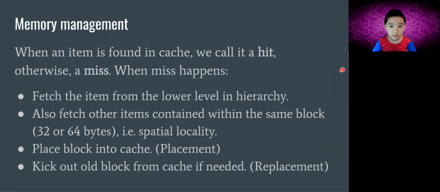While temporal and spatial locality ensure that nearly all references can be found in cache, which we call a hit, there are still cases where the item cannot be found, of course. This is called a miss. In this case, the system will try to fetch the item from the lower level in the hierarchy. Instead of just fetching this item, it also fetches other items contained within the same block because of spatial locality. Then the fetched block will be placed into the current level of memory. This is called the placement problem. Eventually, the old blocks from the cache need to be kicked out to make room for new blocks. This is the replacement problem. We'll talk about them next.